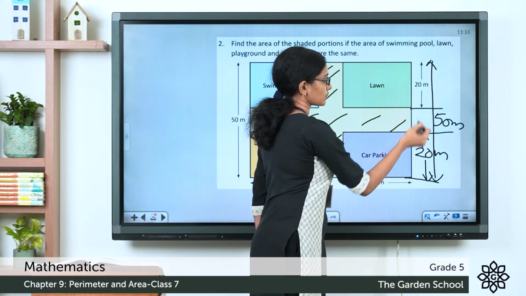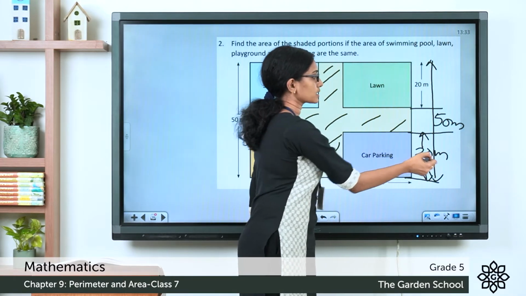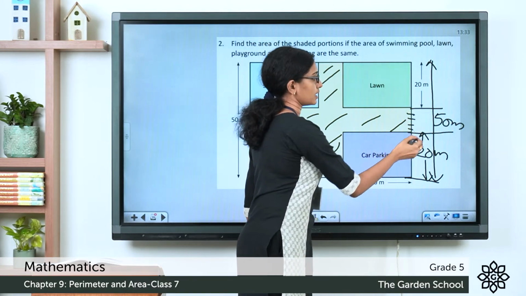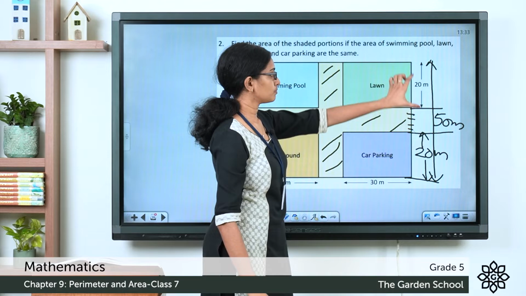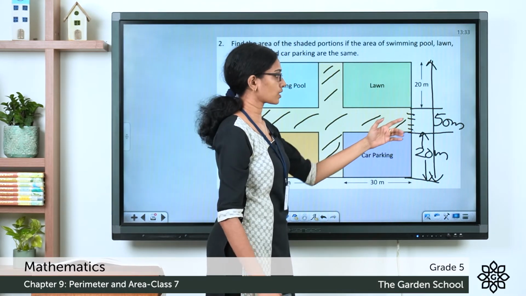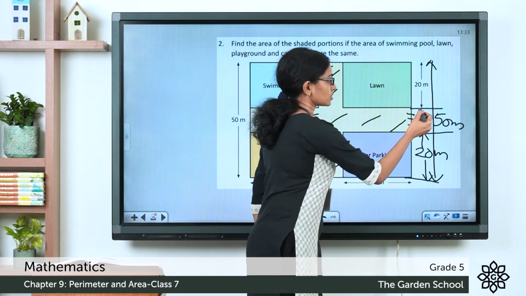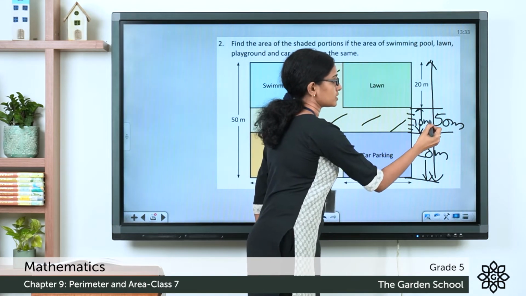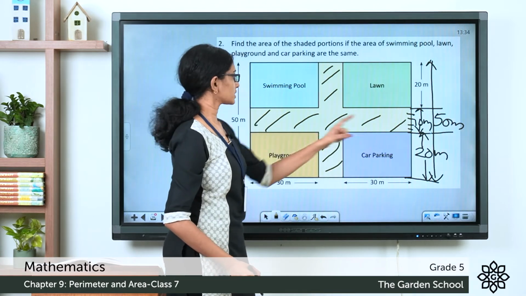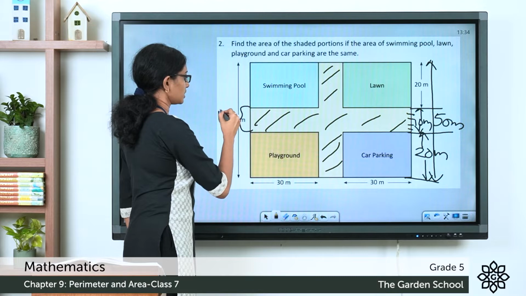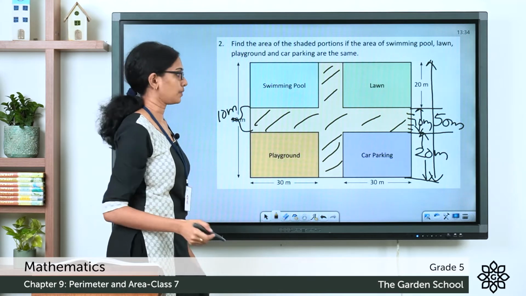So we know this is 20, this is 20 and the whole length is 50 meter. How do you find out what is the length here? So this is 20 plus 20, 40. Then this whole length 50 minus 40 is 10 meter. So this length is going to be 10 meter. So this length is the same as this length. So here also the length should be 10 meter.